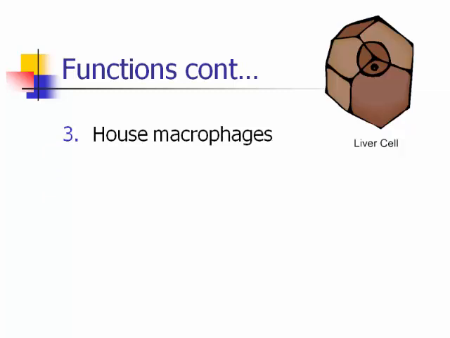Number 3, it houses macrophages. This is a liver cell in the corner. I don't know, it says liver cell, but this must be like a high school website I got this from, right? You know the real word: hepatocytes. It houses macrophages. So we do a lot of blood flow through the liver, so that's a great place to put a bunch of macrophages.